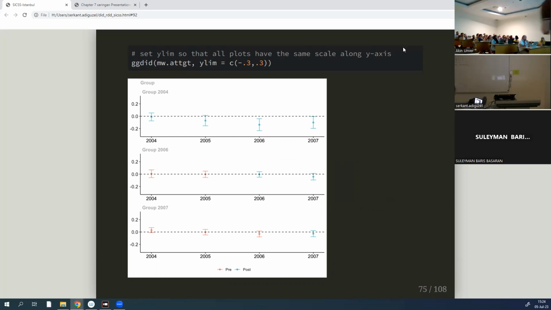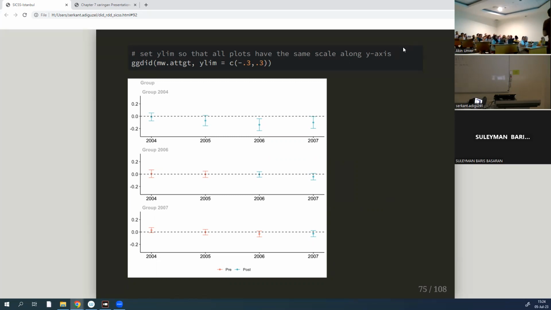So 2004, if it is blue, it's treated. If it is red, it's not treated yet. And you can also, for instance, look at 2007. All these red also serve as a parallel trend assumption check, right? It's similar to this event study approach, right?